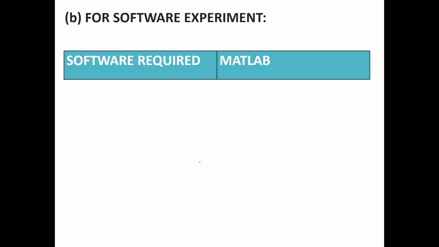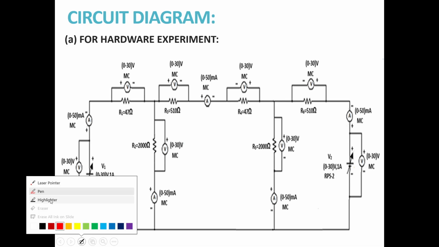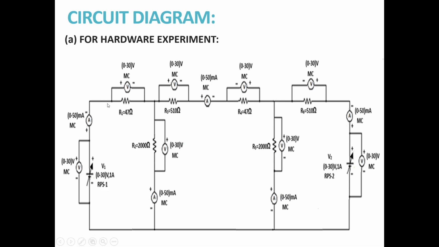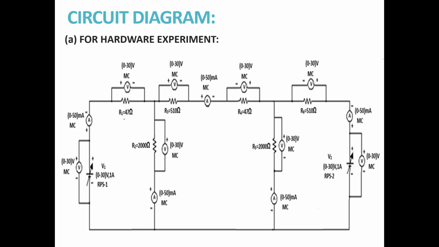Okay. Now let us see the circuit diagram. This is the circuit diagram. So here you can see a 47 ohms resistor, 510 ohms resistor and 2000 ohms resistor. So this is a T network. Okay, and you just see 47 ohms, 510 ohms and 2000 ohms.